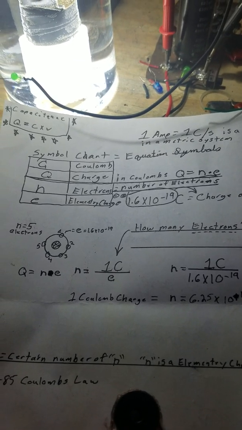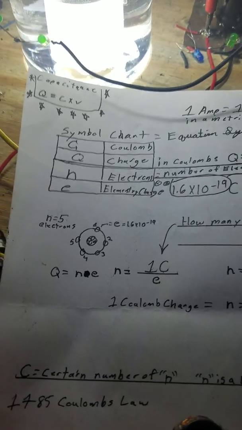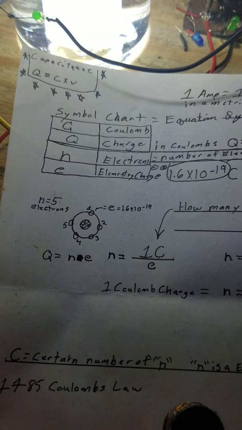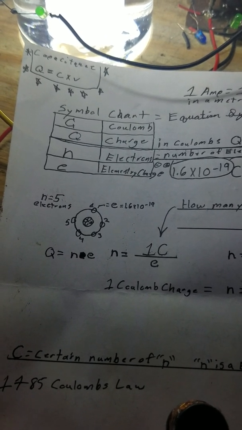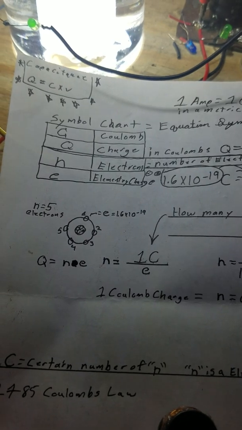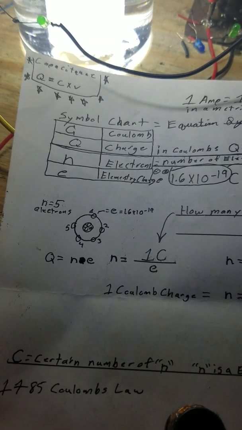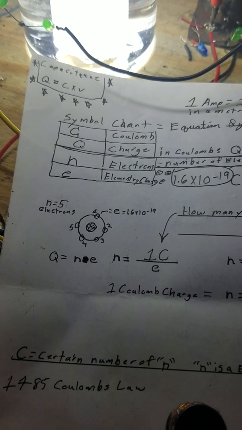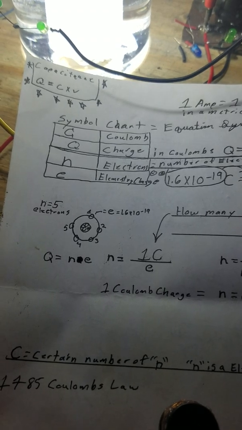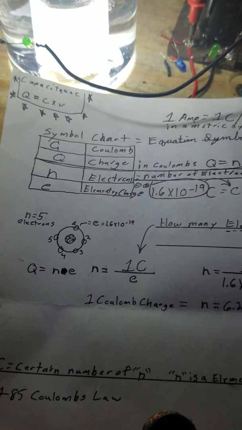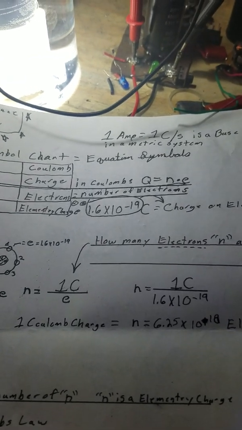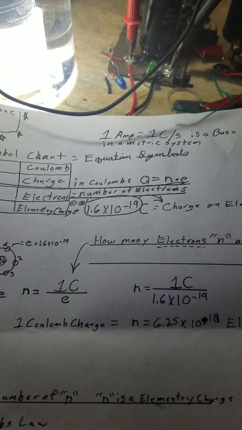So I drew a little atom here so you can get familiar with how this works. The number of electrons in that molecule right there is 5 if you count the outermost shell. So each electron has an elementary charge of 1.6 times 10 to the negative 19. That's your charge.